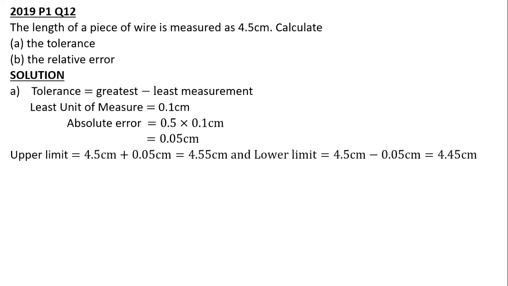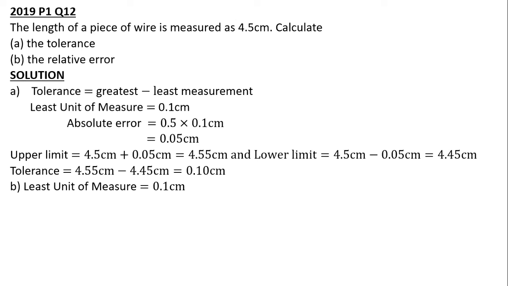Our upper limit is the length of the piece of wire plus the absolute error. So our upper limit is 4.5 centimeters plus 0.05 centimeters, which is giving us 4.55 centimeters. And our lower limit is 4.5 centimeters minus 0.05 centimeters, which is giving us 4.45 centimeters. Our tolerance is therefore the upper limit minus the lower limit. So our greatest was 4.55 centimeters minus 4.45 centimeters, which is giving us 0.10 centimeters.